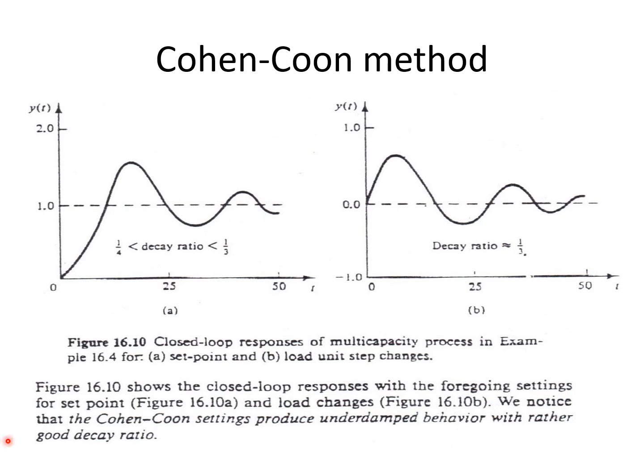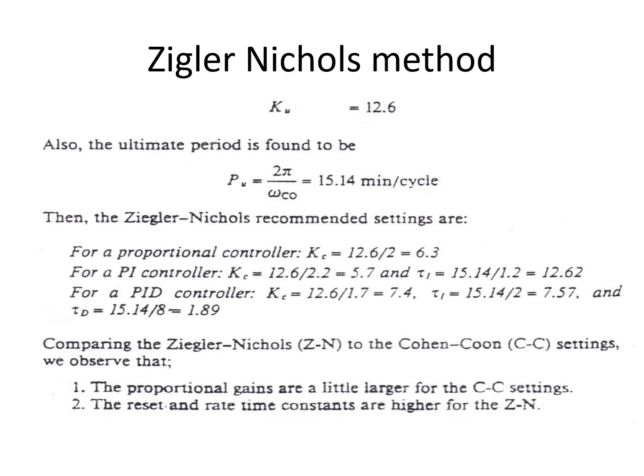And we notice that the Cohen-Coon setting produces underdamped behavior with a rather good decay ratio, so far acceptable, not the best, but acceptable. I said normally this is being used for initial settings, an initial trial, or the initial values for the control setting, and then you fine tune it further to get better results, as you have done also in your lab case. So this is the Cohen-Coon sort of response. If you just use Cohen-Coon straightforward without any fine tuning, this is the sort of response that you get. Not the best, but reasonable.